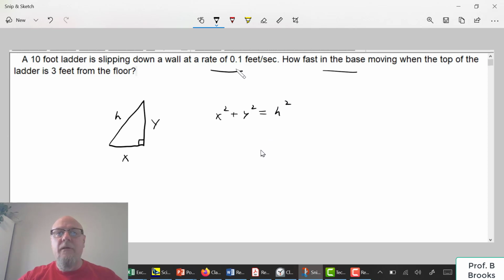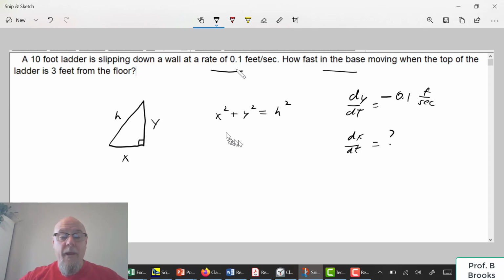All right, let's collect our information. It's give me a rate, ask me a rate. So the ladder is slipping down at a rate of 0.1 feet per second. So the y is changing with respect to time, this distance. It's slipping, it's negative, that distance is shrinking: dy/dt is negative 0.1 feet per second. Give me a rate, ask me a rate. They're asking me, dx/dt is equal to what? Now, when I differentiate, I need the equation that relates the x and the y.